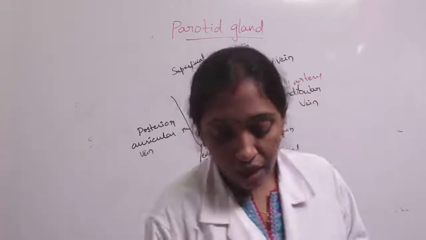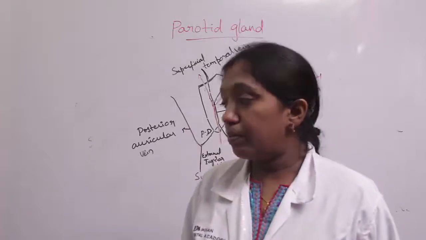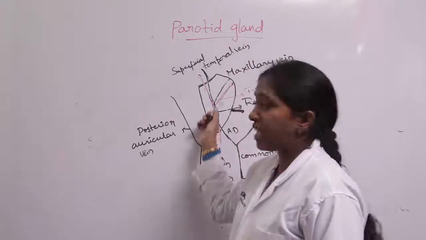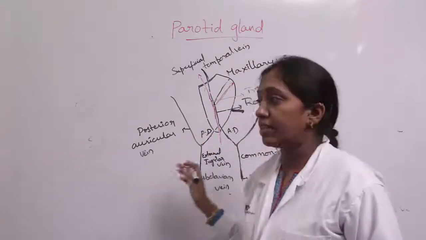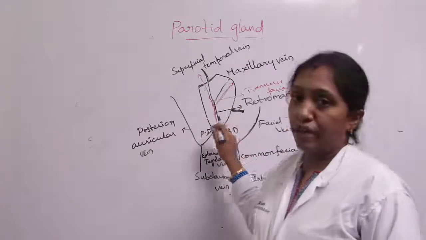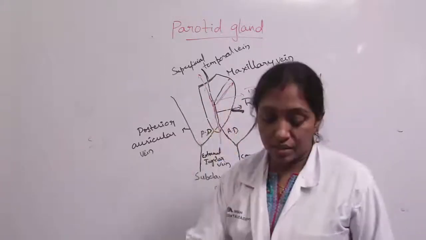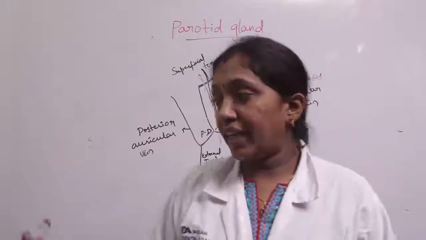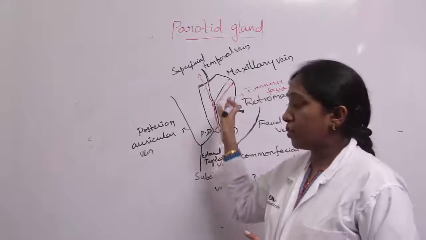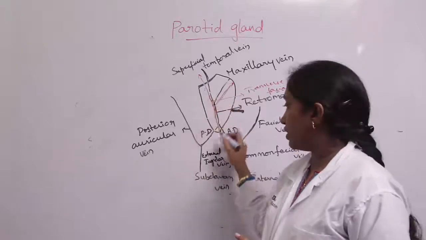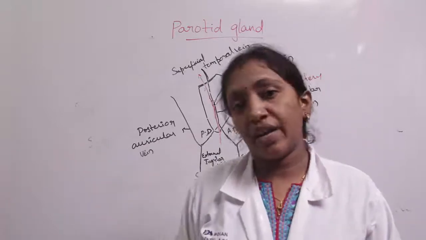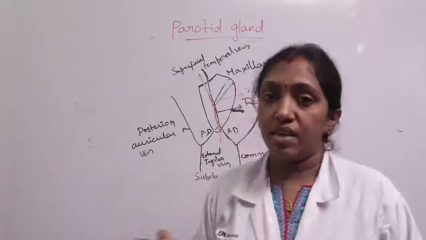And coming to the blood supply of the parotid gland. Here the external carotid artery is there, and we know about the external carotid artery. The branches of the external carotid artery supply the gland. And coming to the veins, the retromandibular vein is here. The tributaries from the parotid gland join the external jugular vein. So the arterial supply is by the external carotid artery, and the venous drainage is to the external jugular vein.